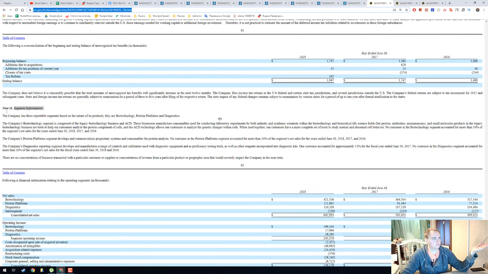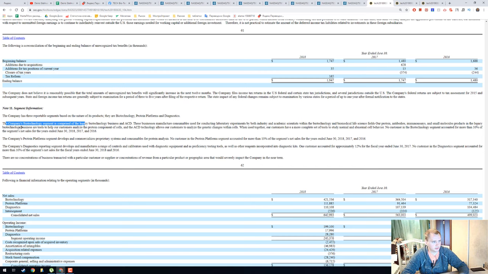Actually, in the 10K form, we have something interesting on page 62. The company has three reportable segments: biotechnology, protein platforms, and diagnostics. The biotechnology business manufactures consumables used for conducting laboratory experiments by both industry and academic scientists in the biotechnology and biomedical life science field. Actually, they help other companies to analyze protein.